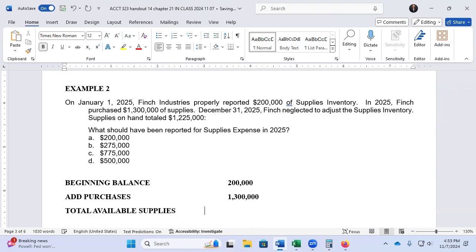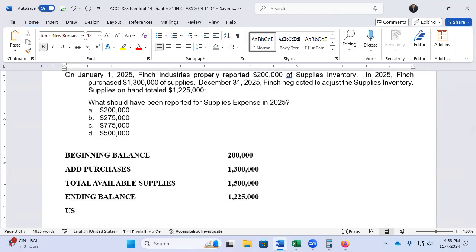1,500,000. And then our ending balance is 1,225,000. So supplies used equals the difference, 275,000.